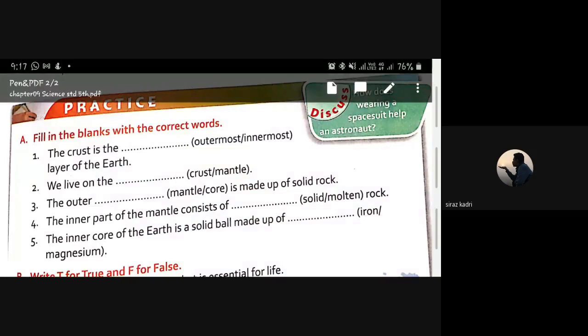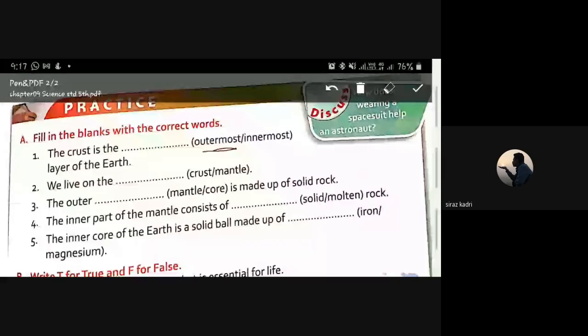Fill in the blanks with the correct words. Number one, the crust is the dash layer of the earth. Options: outermost or innermost. Yes, who will reply? Ma'am, can I give the answer? Yes, Zoha. Ma'am, the answer is outermost layer. Very good, the outermost layer is the top layer.